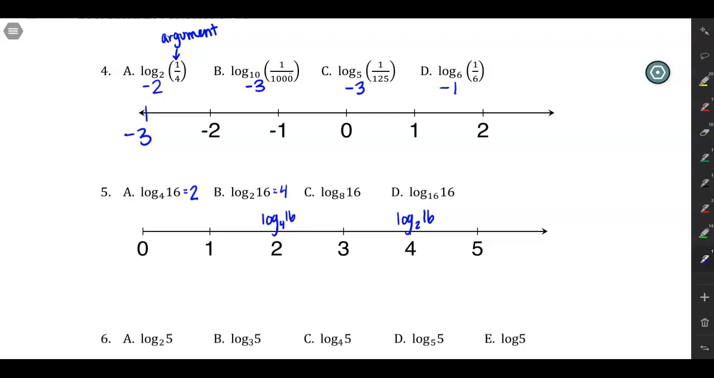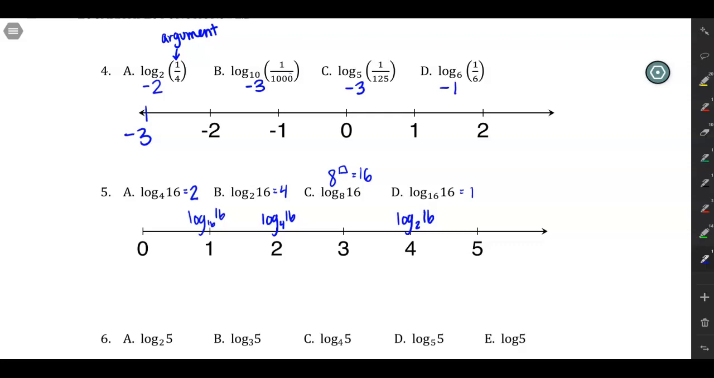Now log base 8 of 16, this is kind of a tricky one. Lots of times people want to say this is equal to 2 because 8 times 2 is 16, but that is not the case. Remember, I'm trying to figure out 8 to what power gives me 16. We're actually going to come back to this one because there's not a whole number power that I can put on 8 to get 16. So we'll come back and talk about that one in 1 second. But I can do the last one. 16 to what power gives me 16? That's just 1. So log base 16 of 16 is equal to 1.